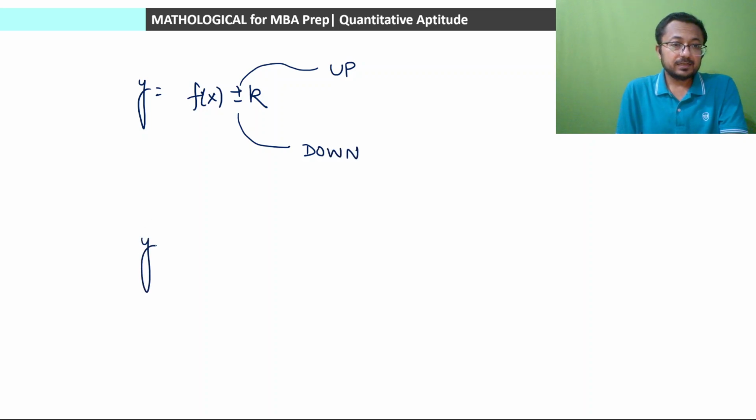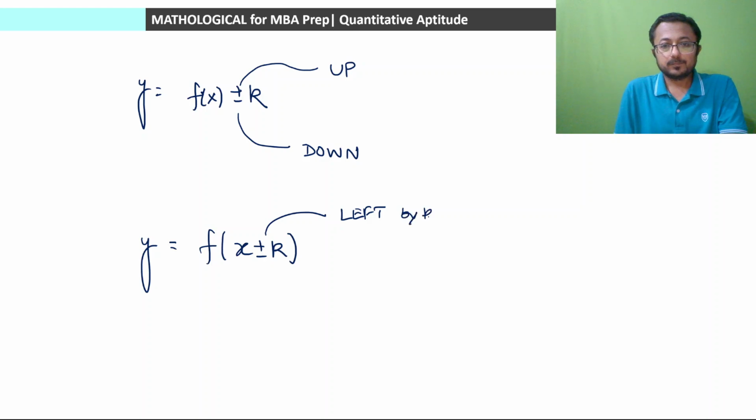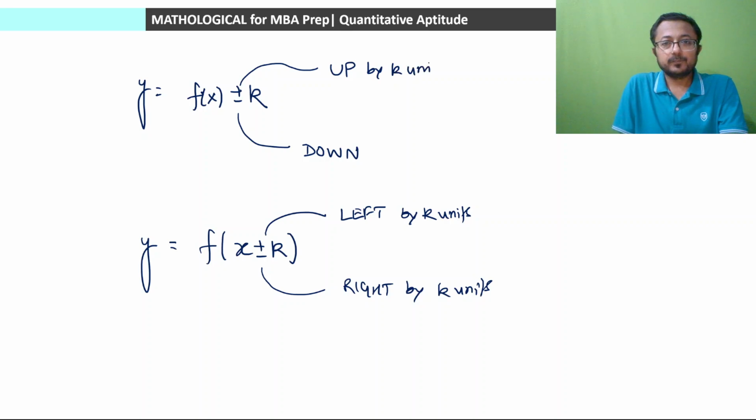If instead our graph is y is equal to f of x plus minus k, यानी कि change in input. So if addition, the graph will be shifting leftwards by k units. Or if subtraction, then graph will be shifting right by k units. ठीक है, यहाँ भी up by k units and down by k units. And most important that k must be a positive value.